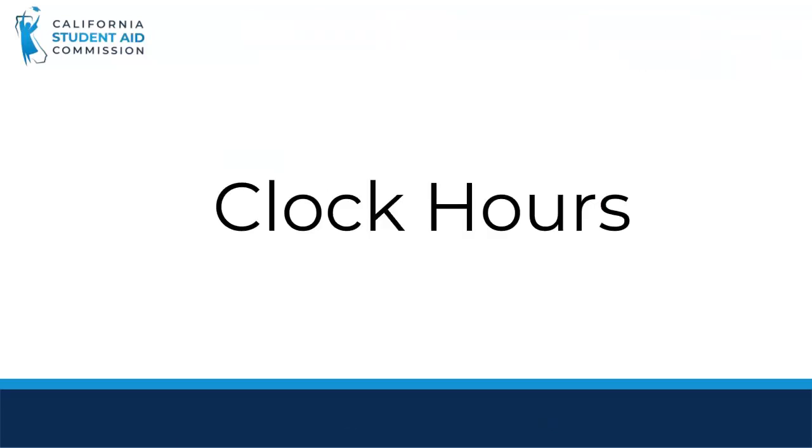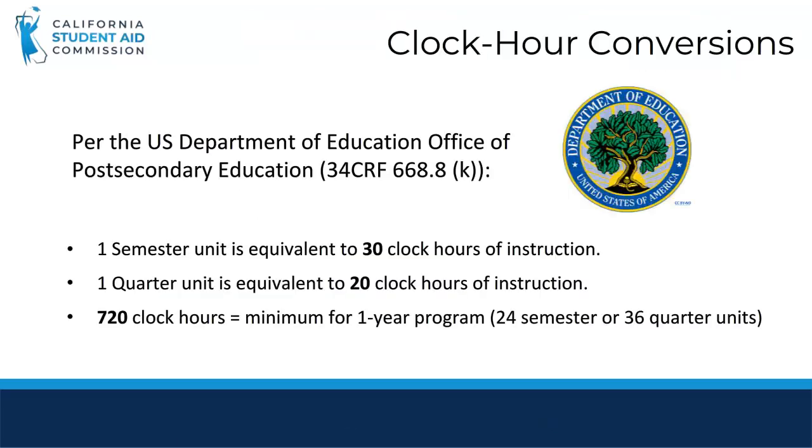Now we will talk about clock hours. The Commission follows the federal definition of clock hours. Recent changes that have been approved by CSAC management are that 1 semester unit is now equivalent to 30 hours of instruction, whereas it used to be 37.5 hours. Also, 1 quarter unit is equivalent to 20 clock hours of instruction, and it used to be 25 hours.